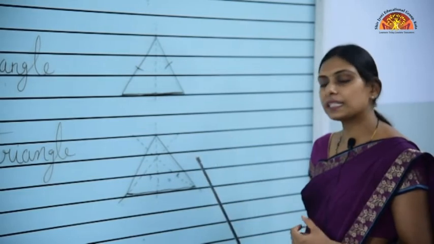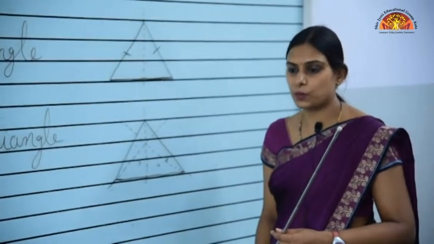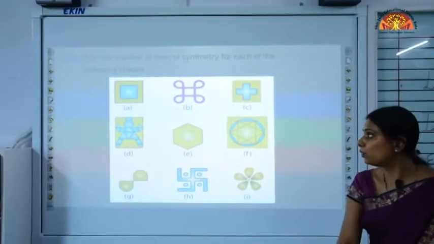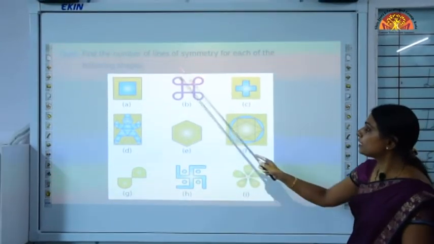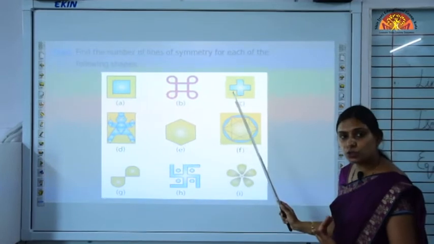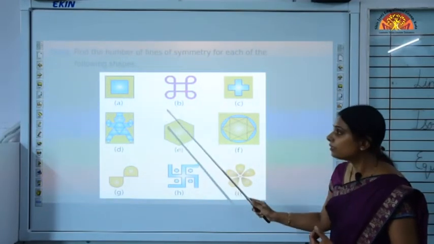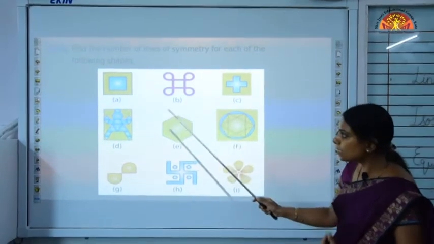So we can see that in the case of an equilateral triangle, there are 3 lines of symmetry. Now children, just consider the example over here. Find the number of lines of symmetry for each of the following shapes. Here, some of the shapes have been given to you and you have to determine the number of lines of symmetry. Okay, you can see this shape.